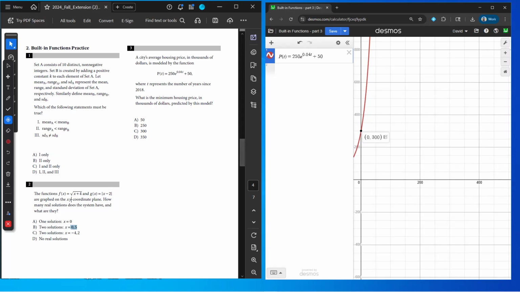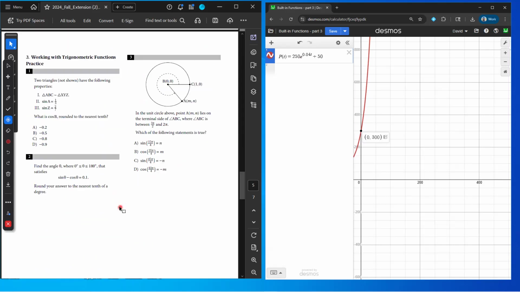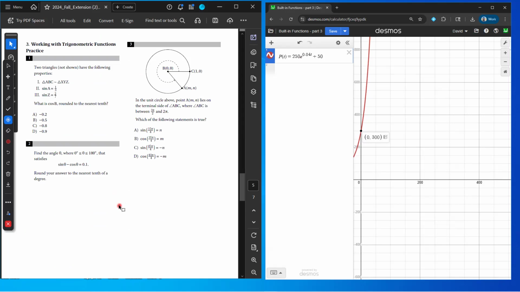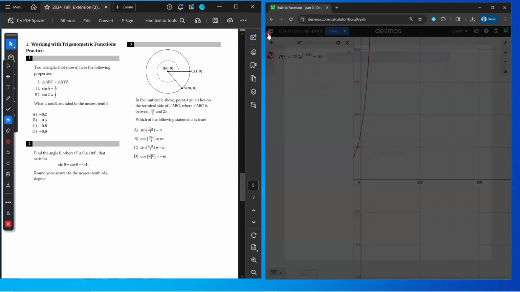All right, next we're going to go on to the trig functions. When working with trig functions on the Desmos, you have to be mindful of what mode you're using on the test. So let's load up the first question.